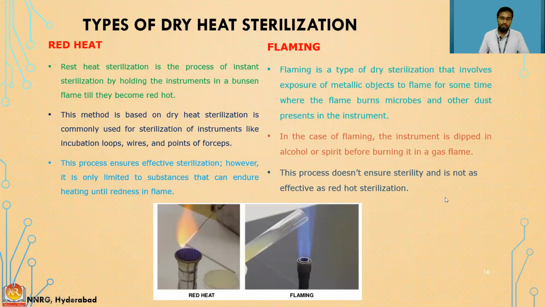What it means is, before we go for flaming, we need to dip the particular object to be sterilized in alcohol, it could be ethanol or methanol, and then put it into the flame in order to achieve sterilization. However, this method is not as effective as red heat. In red hot, the object completely turns red because of heat, which destroys all the bacteria. Whereas in this case, it's not going to red hot. There will be a possibility that some bacteria which are not sensitive to heat can survive there.